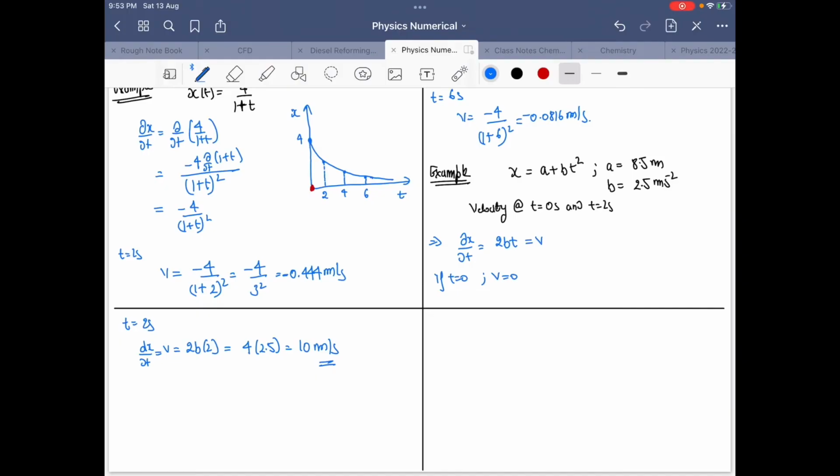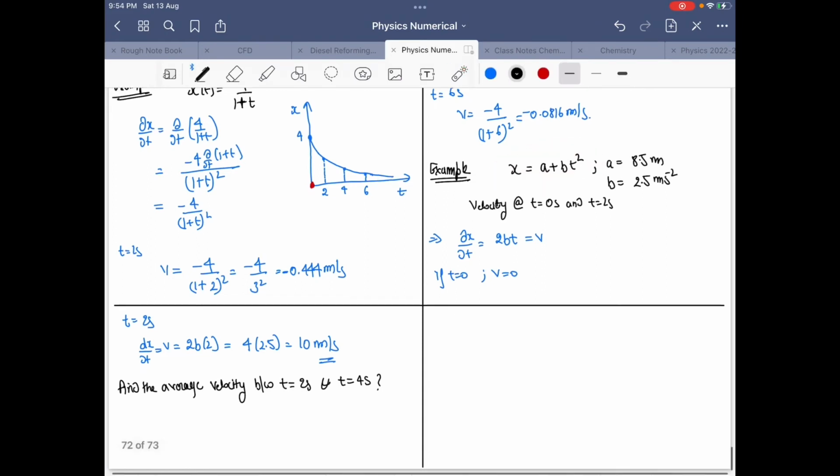Okay. Now in this video we have learned how to find the instantaneous velocity at any time. Now let's find the average velocity also for this distance versus time profile. So if someone asks, find the average velocity between t equal to 2 seconds and t equal to 4 seconds for the same question.